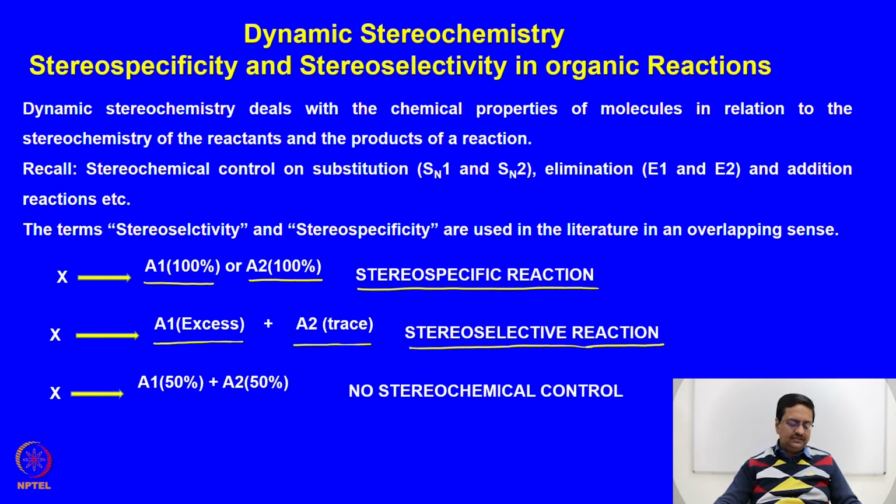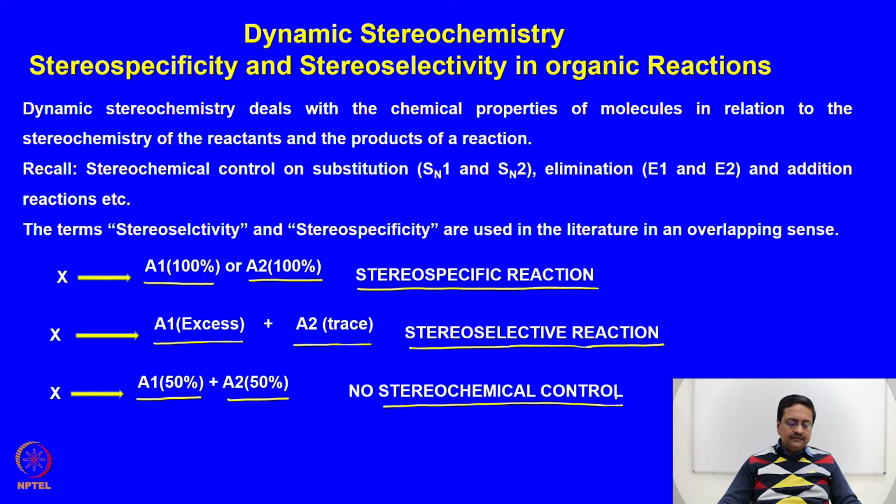The third type of reaction is something you have already encountered, like the SN1 reaction, where you start with a chiral substrate. You know that it goes through a carbocation formation, and once the carbocation is formed, it is equally probable that the nucleophile attacks from above and below and forms two different isomers in the same abundance. So A1 and A2 will form in a 1:1 ratio, 50% each. There is no stereochemical control or preference.